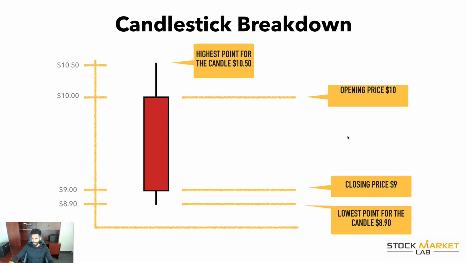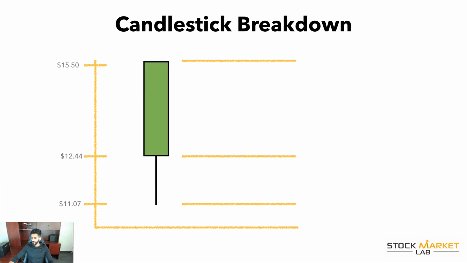Let's look at one more example. Let's look right here. This is green. That means the stock opened here, maybe went this low, and this is where it went to, the high point. Now, if you notice something about this candle, there's no wick. Why do you think there's no wick? There's no wick because the closing price is also the high point for this stock.